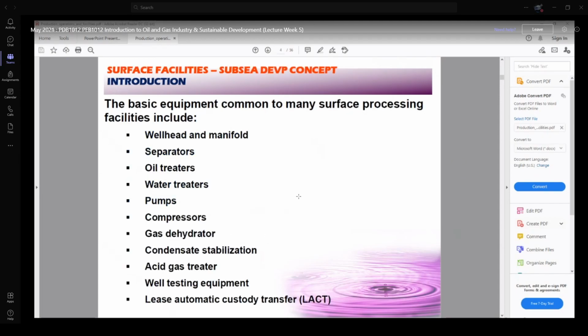So let's talk about the basic common equipment that is used for many surface processing facilities, which includes the wellhead and manifold, separators, oil treaters, water treaters, pumps, compressors, gas dehydrator, condensate stabilization, acid gas treater, and well testing equipment.